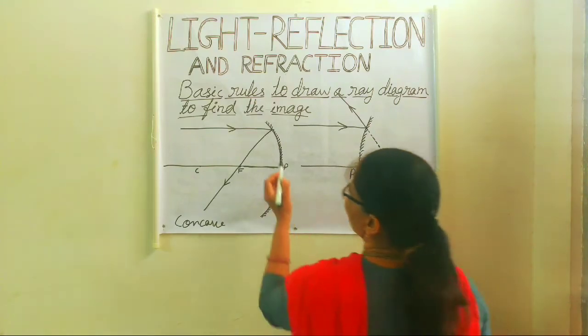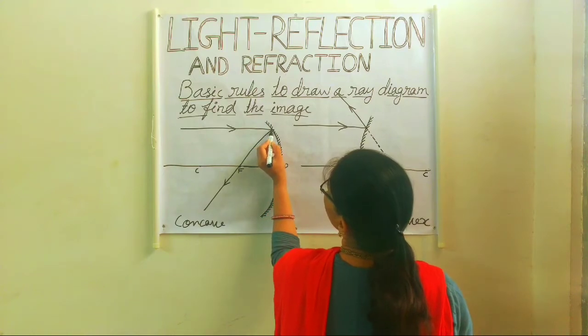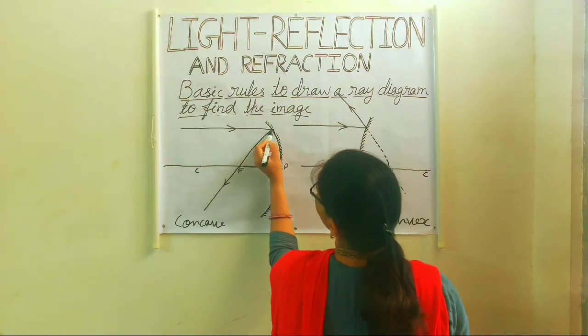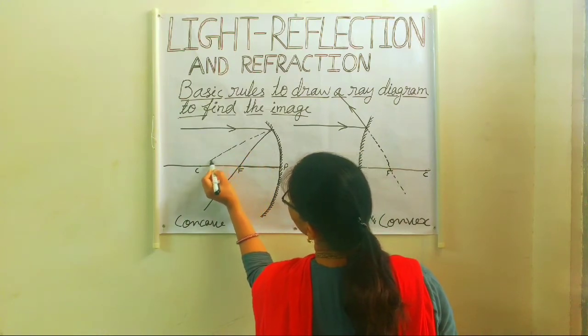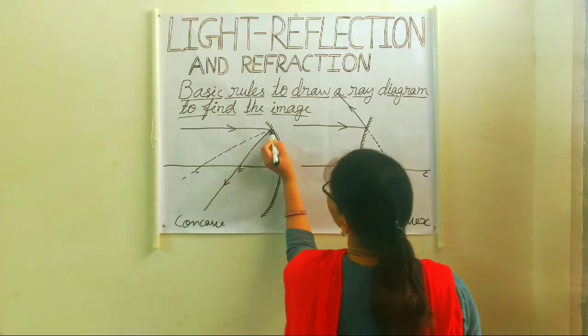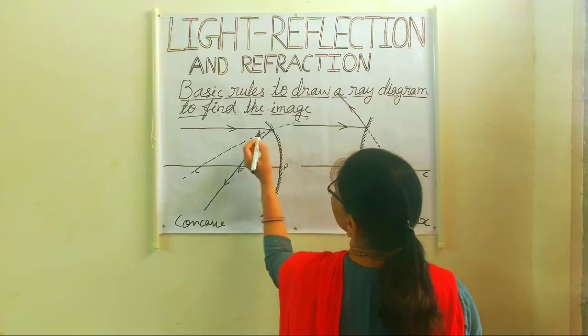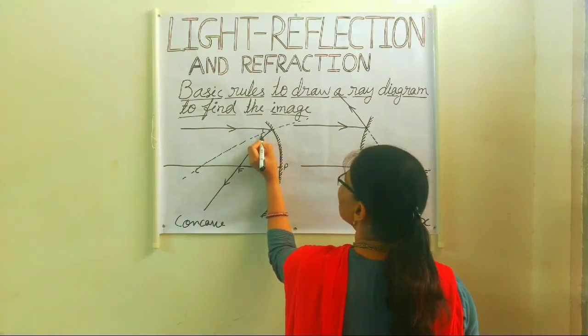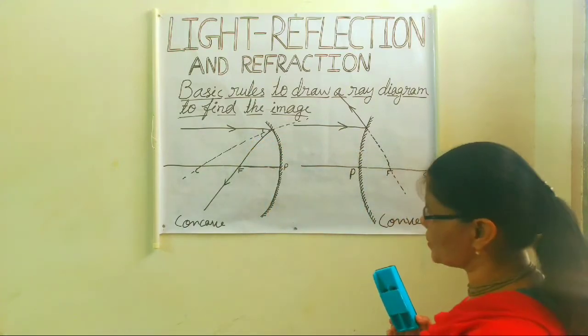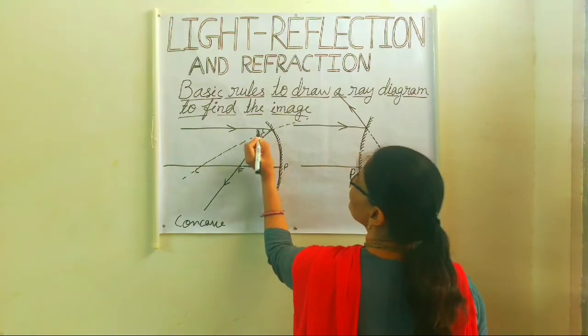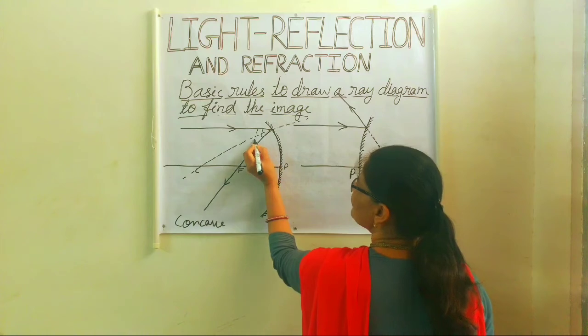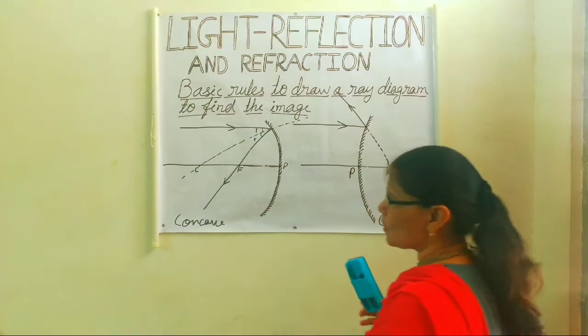We can draw a normal from here. When we draw a normal at the point of incidence, the angle of incidence is equal to the angle of reflection. This is the angle of incidence between the normal and the incident ray, and this is the angle of reflection between the normal and the reflected ray.